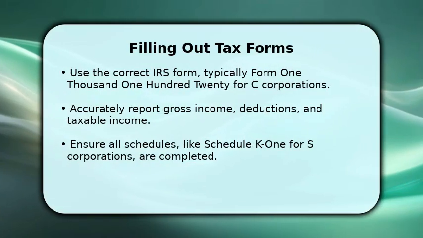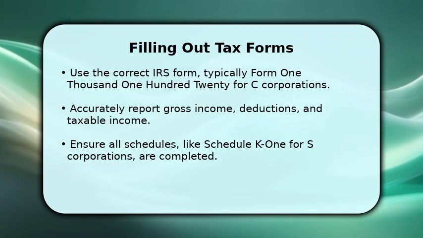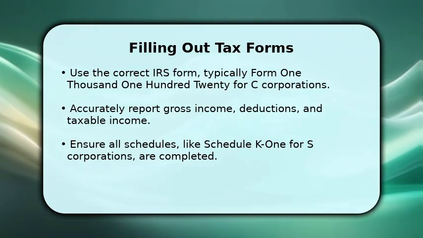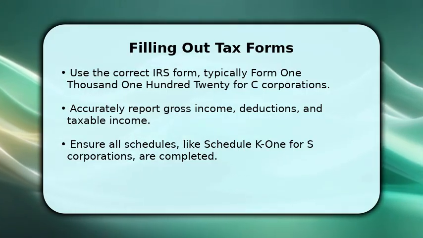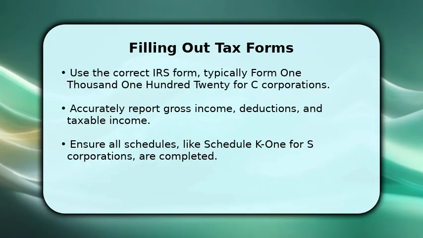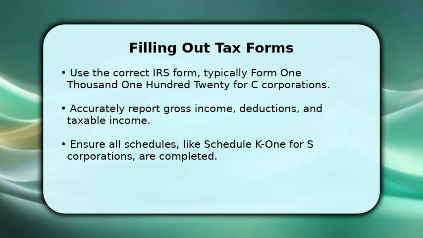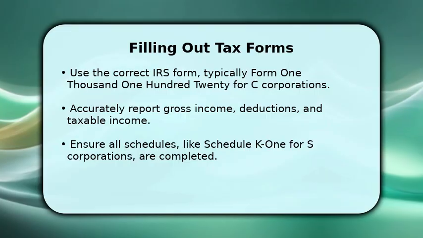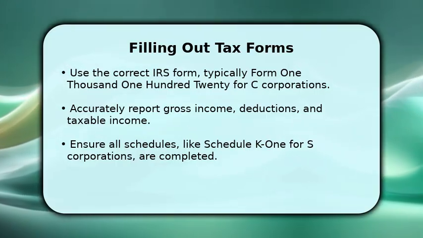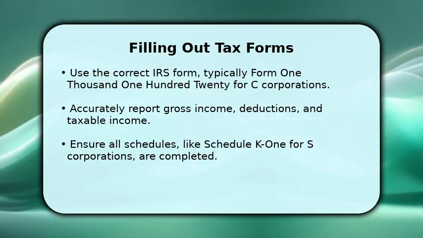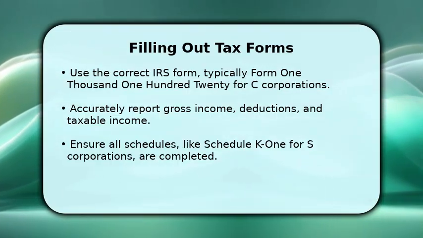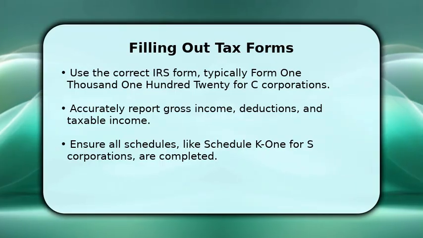Next, you'll complete the necessary tax forms. For most C corporations, this means Form 1120. Accurately report your gross income, deductions, and taxable income. If you're an S corporation, ensure all relevant schedules, such as Schedule K1, are fully completed. Double-checking these details prevents errors and ensures compliance with tax regulations, making the process smoother for everyone involved.